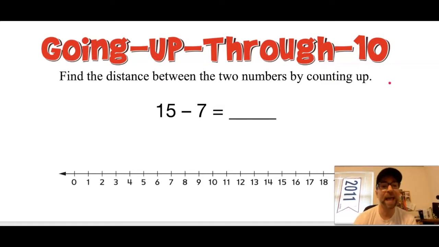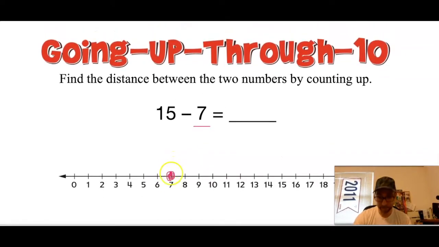So let's go ahead and look at 15 minus 7 and know that 7 is our smaller number. So let's put a dot on the 7 tick mark of our number line. Now this time, when we're going up through 10, we want to hop all the way to the number 10. So how much does it take to hop all the way to the number 10? Well, I hopped 3. So 7 plus 3 more equals 10.